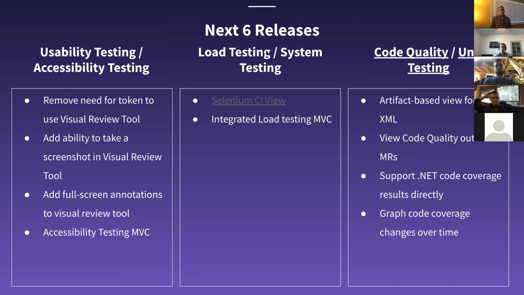And then code quality and unit testing: the artifact-based view for JUnit XML that we've already talked about, and views of code quality outside of MRs. This is really so you can get a broader view of the code quality of your project or compare to a different branch outside of just an MR view. Supporting .NET code coverage results directly, and then graphing code coverage and other metrics longer term over time.